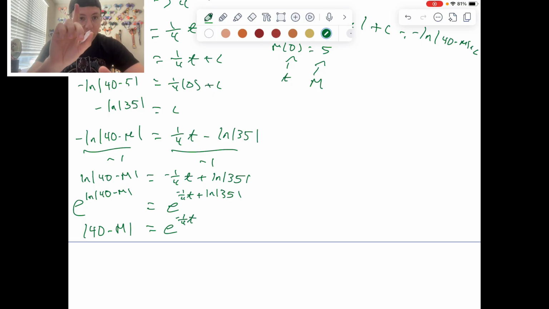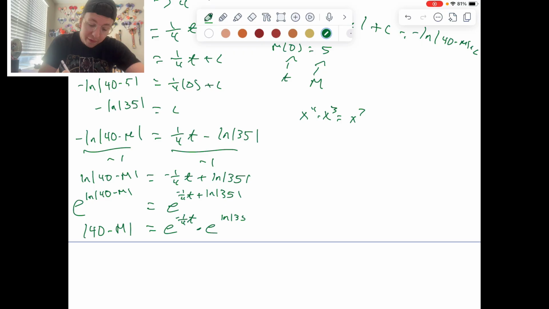I'm going to do something a little bit different here. I'm going to use a basic exponent rule. So if I had x to the 4th times x to the 3rd, I could rewrite that as x to the 7th. I could add those exponents together. So I'm going to do the opposite here. Since I had adding exponents here, I can rewrite that as e to the power of natural log of 35. All right, let's keep going.